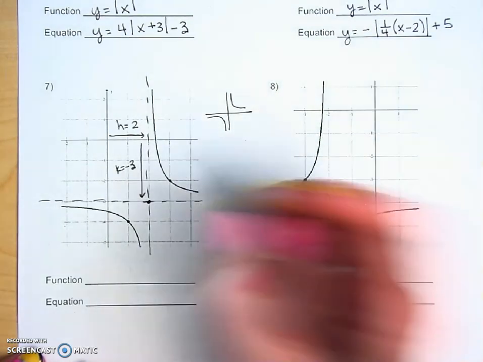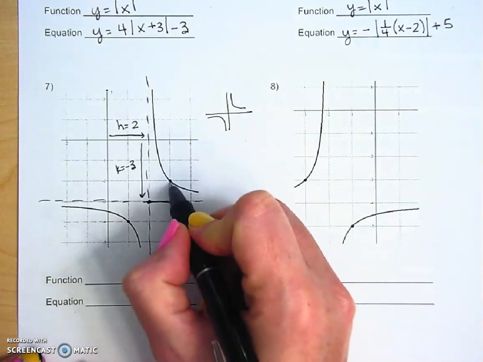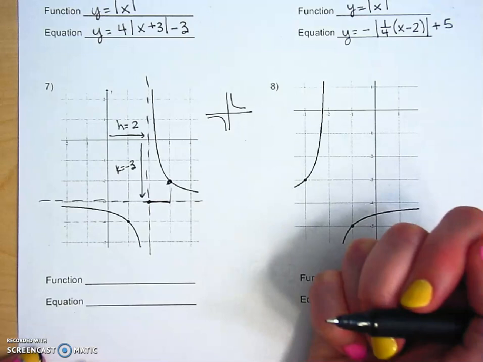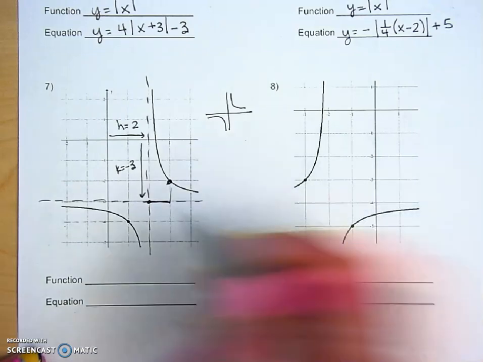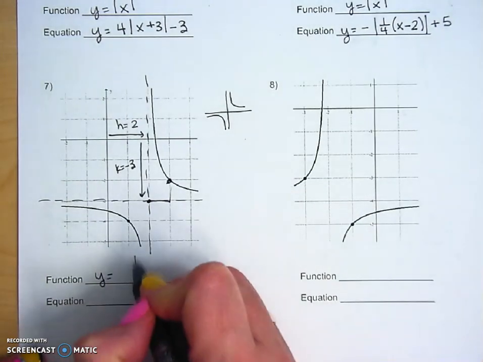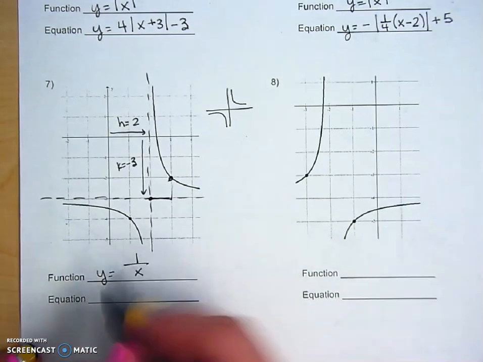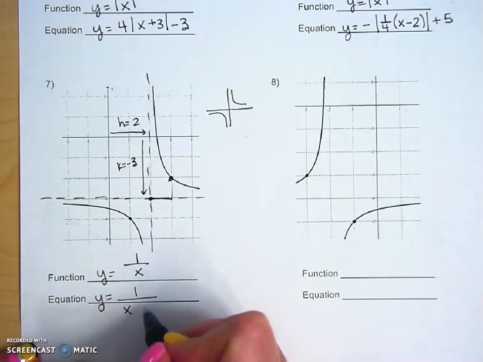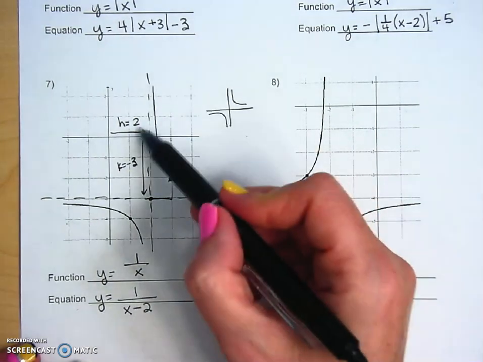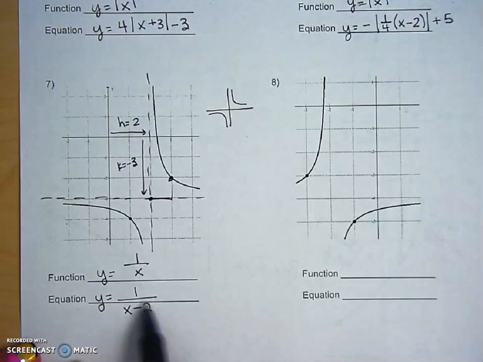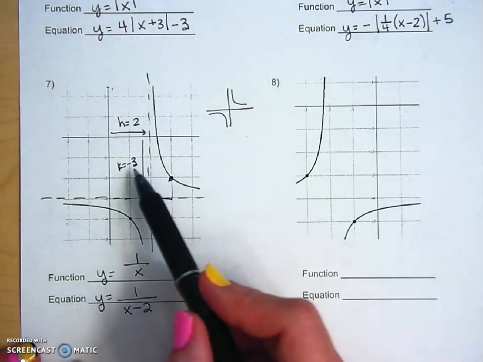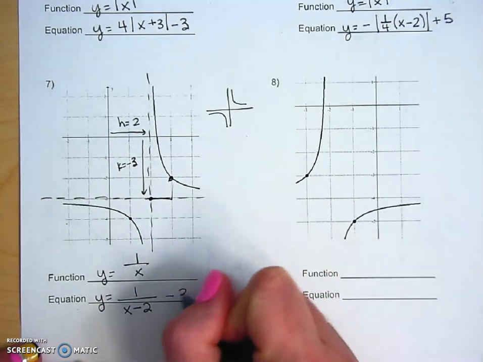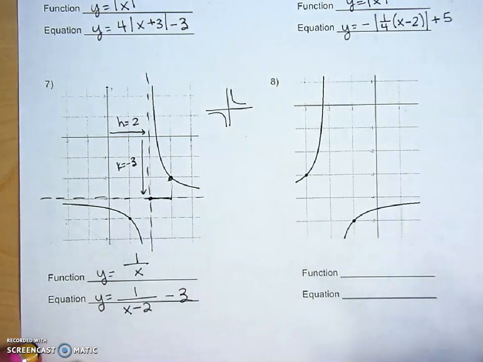And then do your 1, 1 count. So I go over 1, up 1, I land on the graph, therefore no horizontal or vertical stretch or compress. So my original equation is 1 over x, and now I'm going to add in my changes. So 1 over x minus 2, right? So that's my horizontal change. It goes with the x in the denominator. But this -3 is the k. It goes all the way outside at the end of the equation. It's not included as part of the fraction.